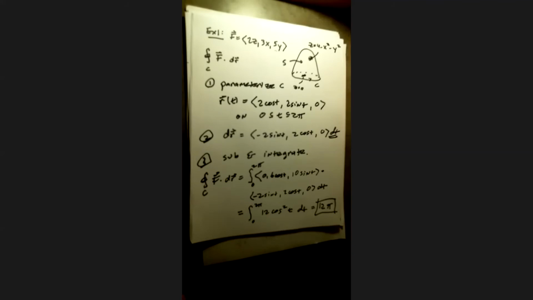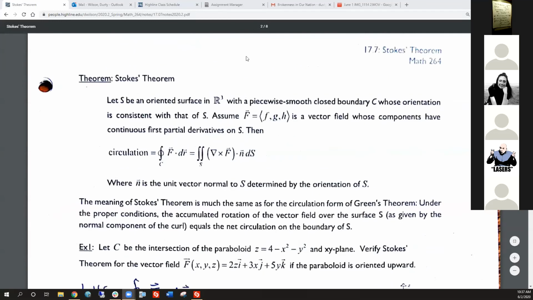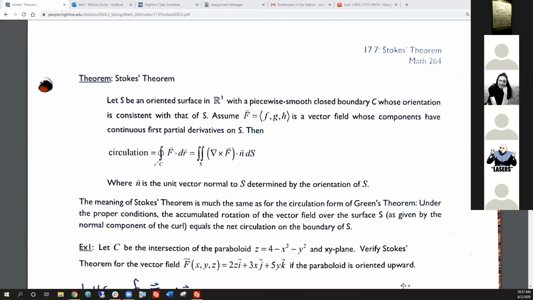So here, switching back for a moment to the notes, what have we done so far? We went through Stokes' theorem, and we just said, hey, the left-hand side here, this would be 12 pi. And so now we're going to go back to the same question, and we're going to work through the surface integral side and see whether we get 12 pi on that side as well.